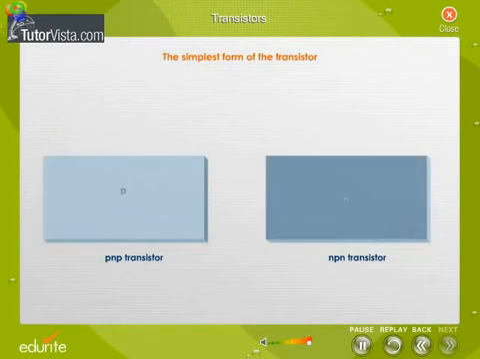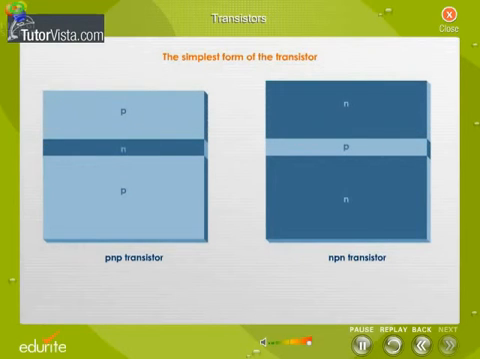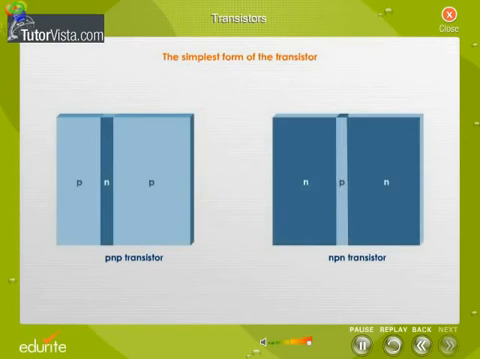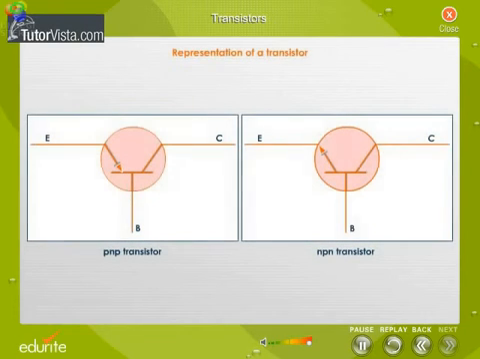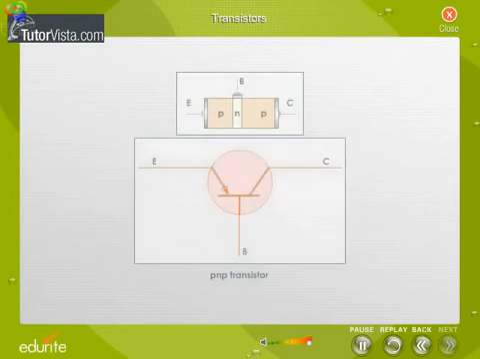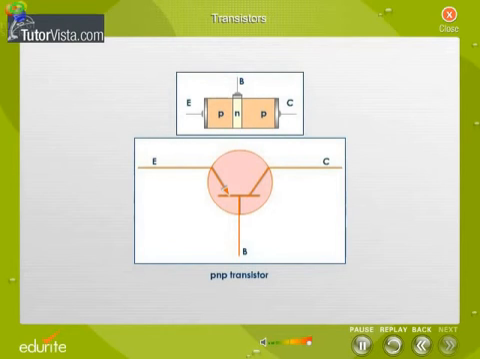Transistors are normally made by growing one region onto the other. Observe that all the three blocks of the transistor are not equal in size. This is how a PNP and an NPN transistor are represented. The operation of the two transistors is essentially the same, hence only the working of a PNP transistor is explained. The structure of the PNP transistor, together with its circuit symbol, is shown here.